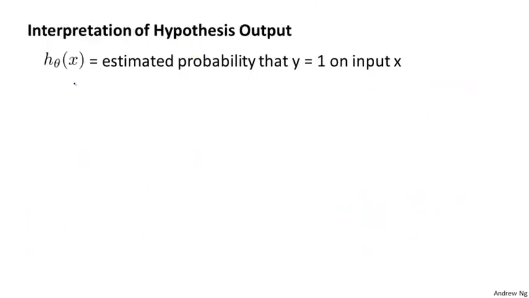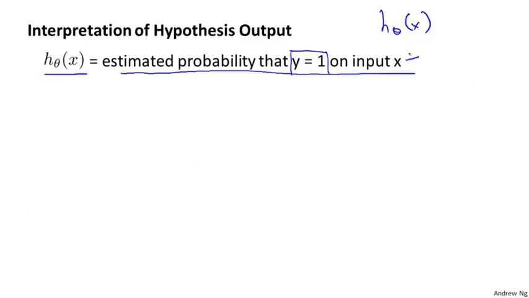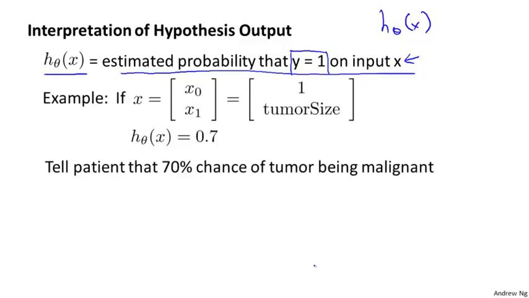Here's how I'm going to interpret the output of my hypothesis h of x. When my hypothesis outputs some number, I am going to treat that number as the estimated probability that y is equal to 1 on a new input example x. Here's an example. Let's say we're using the tumor classification example. So we may have a feature vector x, which is x0 equals 1 as always, and then our one feature is the size of the tumor. Suppose a patient comes in with some tumor size, and I feed their feature vector x into my hypothesis, and suppose my hypothesis outputs the number 0.7.